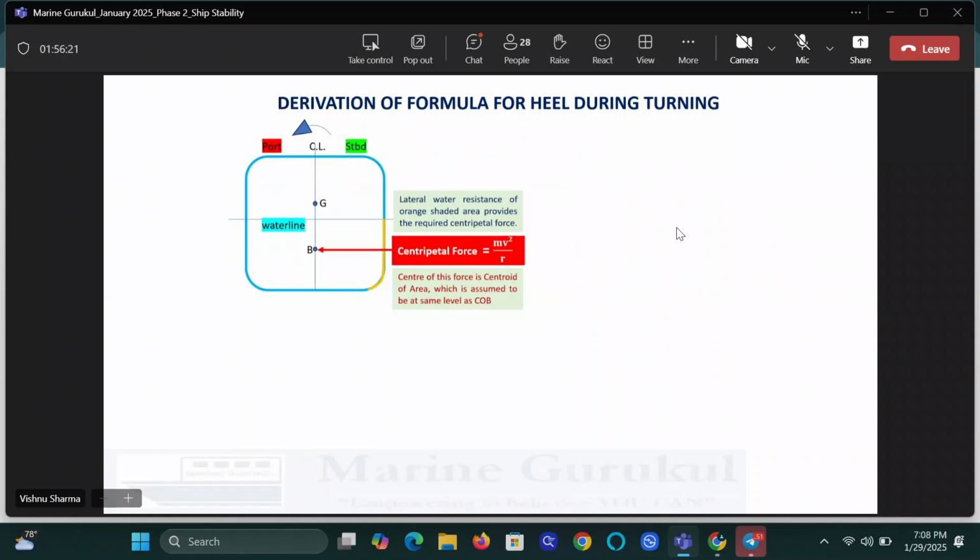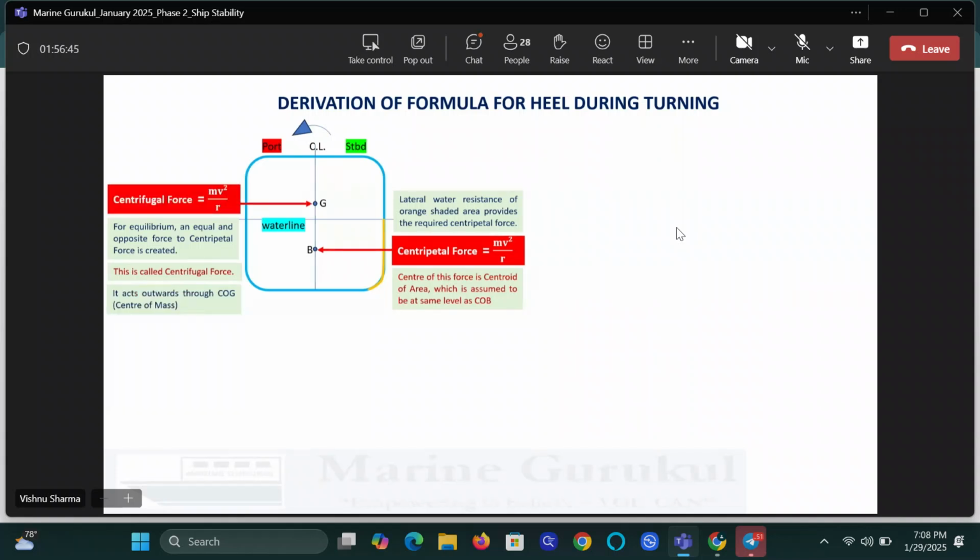But what happens? A pseudo force comes into the picture, which is the centrifugal force, mv squared upon r, and that will always act through the center of gravity of the body, in our case, the G. So the ship is turning to port, the centripetal force is acting towards the center of the turn, and the centrifugal force comes into existence and acts outwards from here. Have you understood, guys? Yes or no? Clear. Yes, sir.